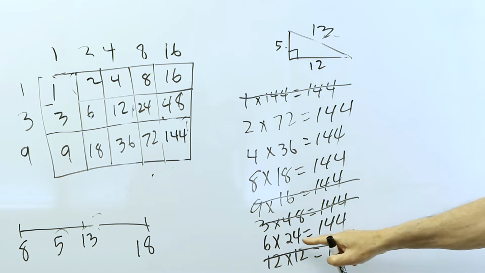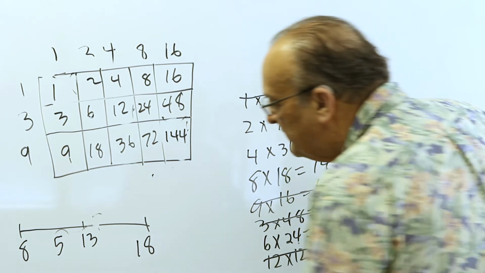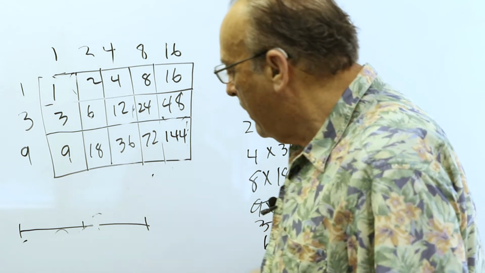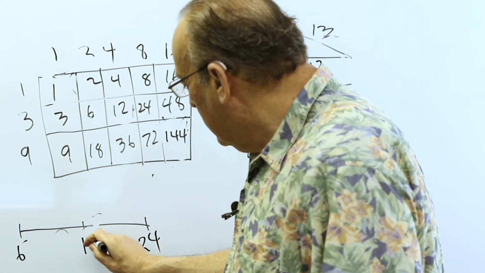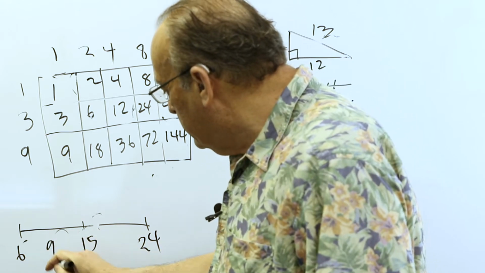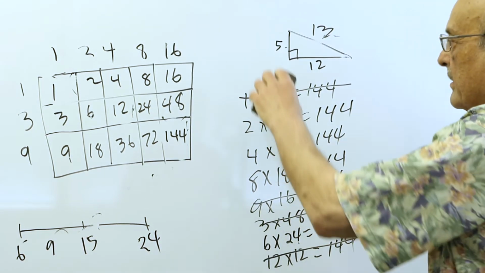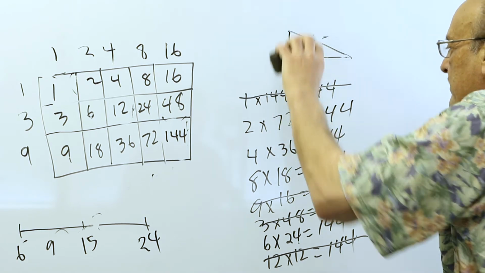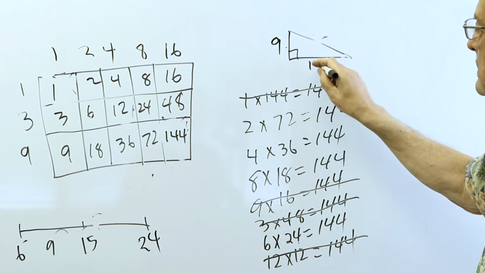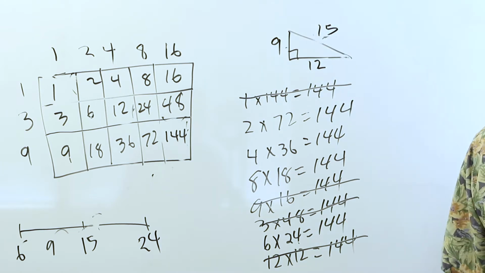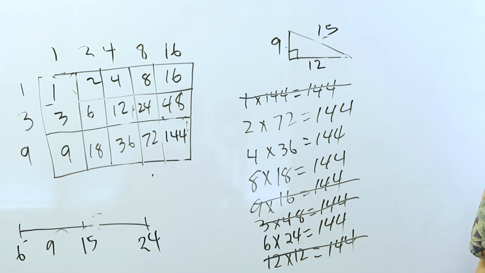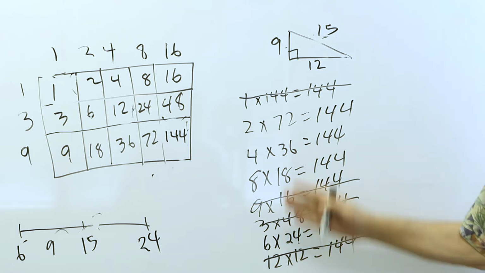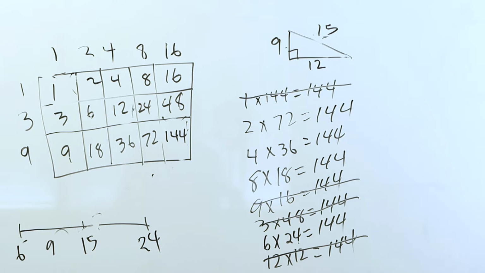And last but not least, if we use 6 and 24. The middle will be 15, and the difference will be 9. So I end up with 9, 12, and 15. So we were able to use a similar visual aid that we use with quadratic equations and also use it with Pythagorean triangles. Both problems were solved by the Babylonians.